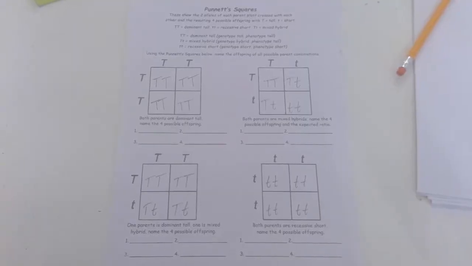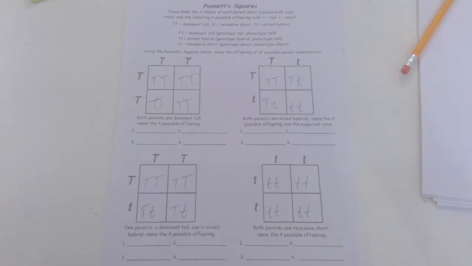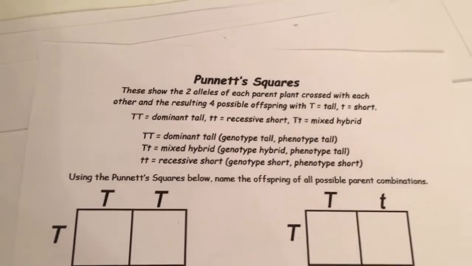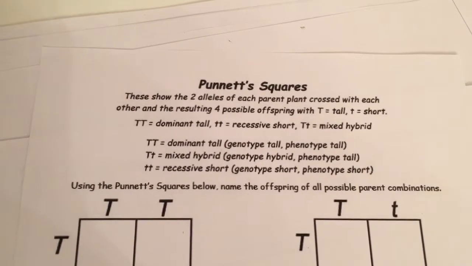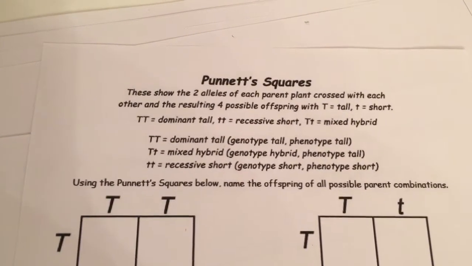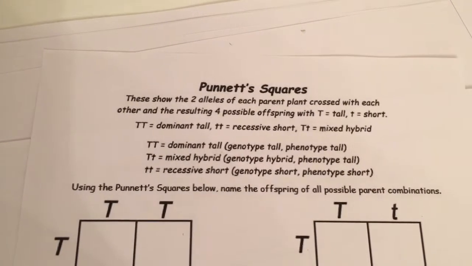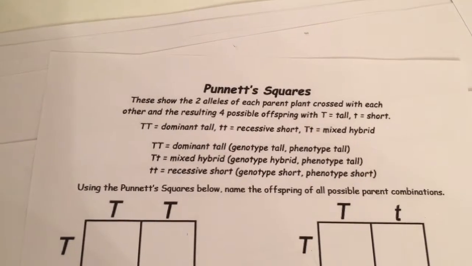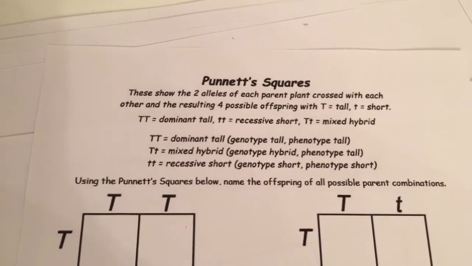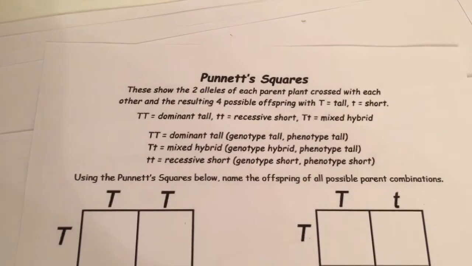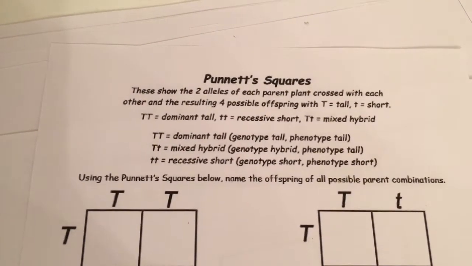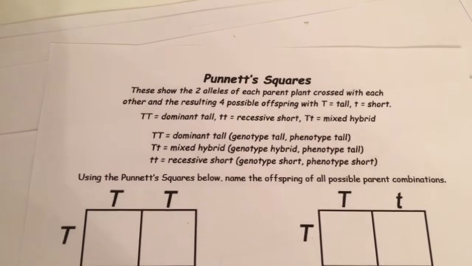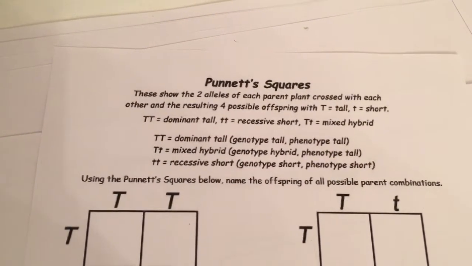I am now going to complete a worksheet, and you can follow along. This is our worksheet on Punnett squares. These show the two alleles of each parent plant crossed with each other and the resulting 4 possible offspring, with capital T for tall and lowercase t for short. So a double capital T is a dominant tall plant. A double lowercase t is a recessive short plant. A capital T with a lowercase t is a mixed hybrid plant.